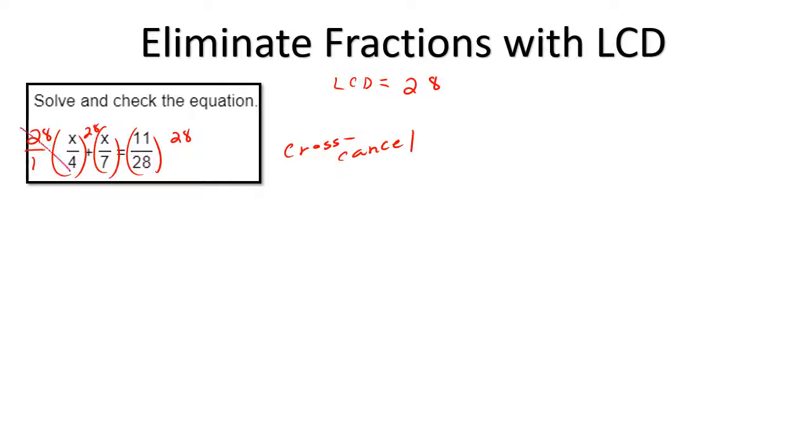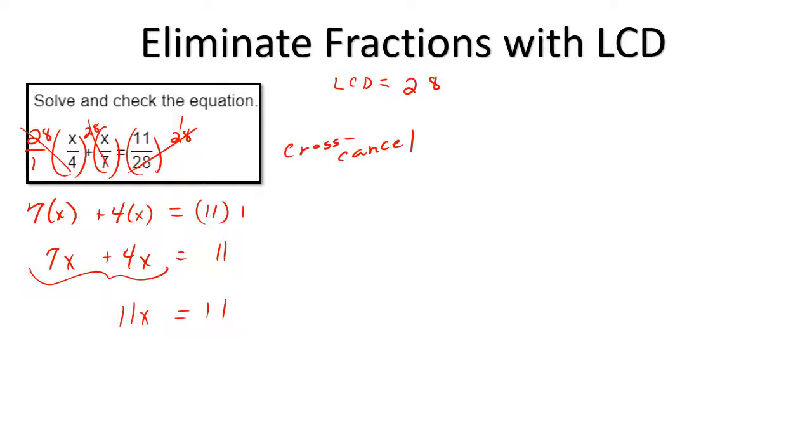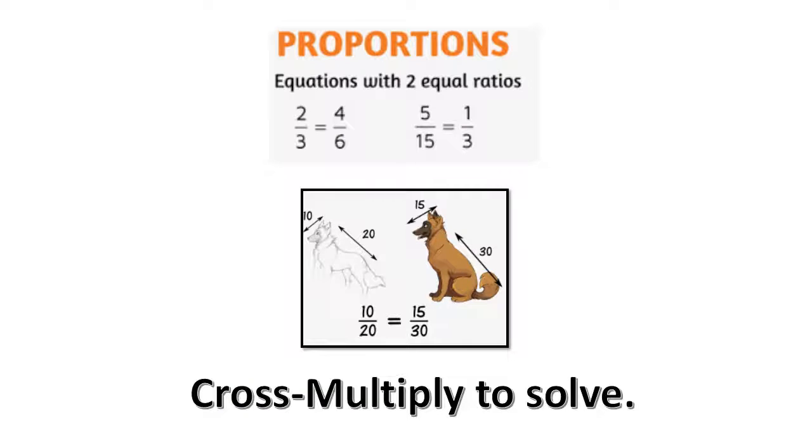So 28 divided by 4 is 7, so I have 7 times x. 28 divided by 7 is 4 times x. 28 divided by 28 is 1, and that's 11 times 1. I get 7x plus 4x equals 11. Combine these like terms on the left to get 11x. Divide by that coefficient 11, and x is equal to 1. That's my solution.